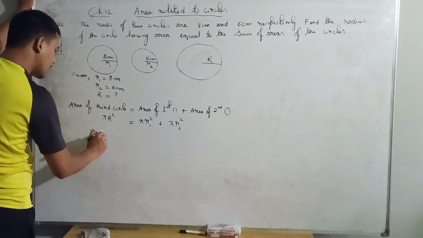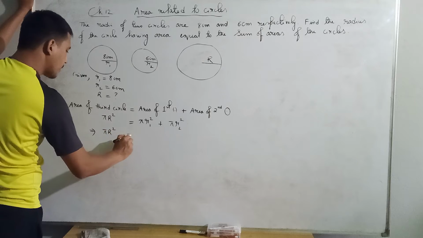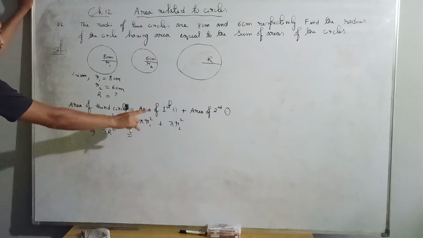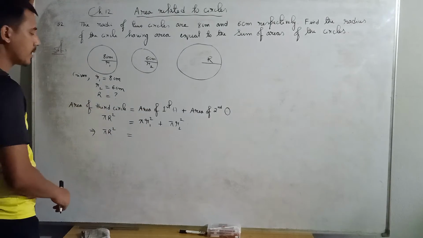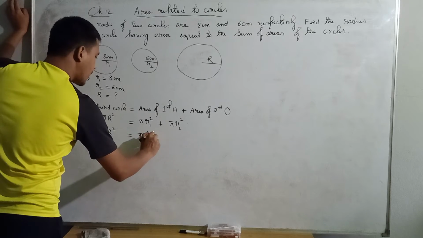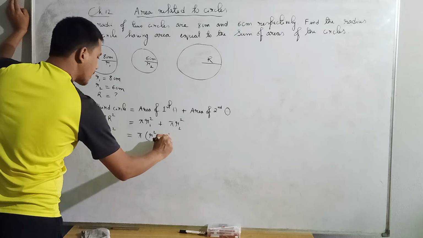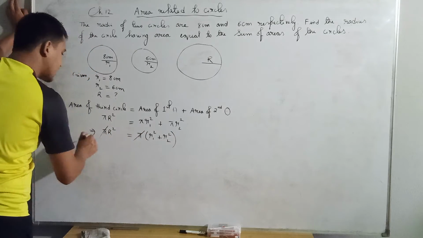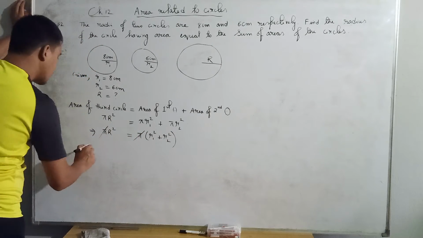From the right side, we can take some terms common. Pi is common. Square is never common, we cannot take square common. We can take pi common. Then we have R1 square plus R2 square. Pi gets eliminated from both sides.